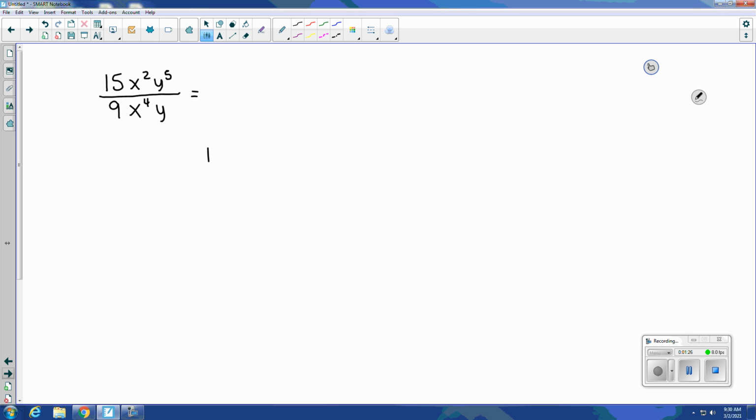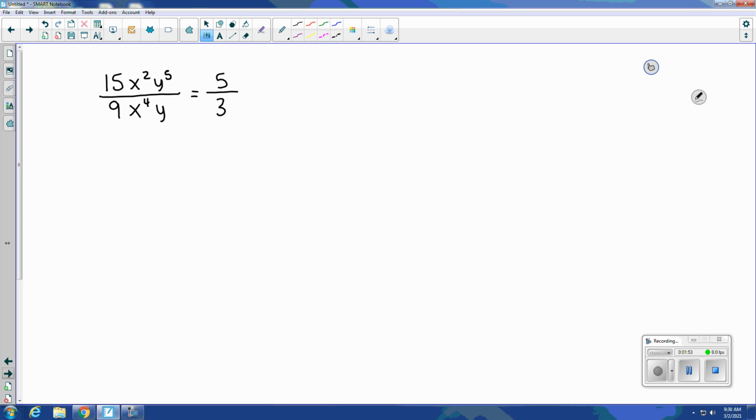But if we imagine that that was a standalone fraction, which these are with just a few more terms, we would simplify that by dividing both of those by 3 because they share that common factor. So I could reduce this down into 5/3 when I'm just looking at the number. Then when I move over to the x variable, x squared means there's 2 x's up top. x to the 4th means there's 4 x's on the bottom.